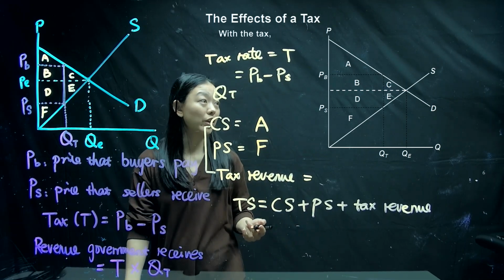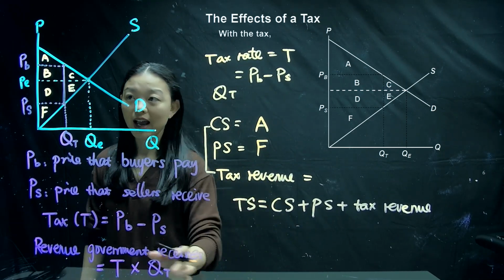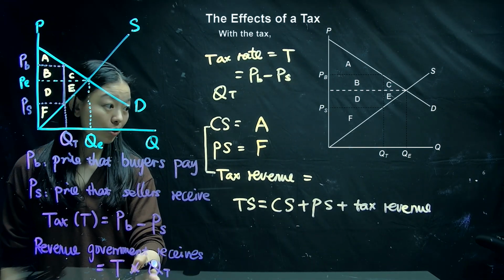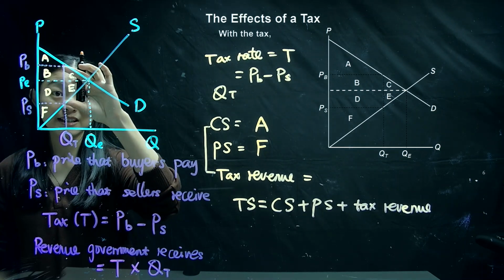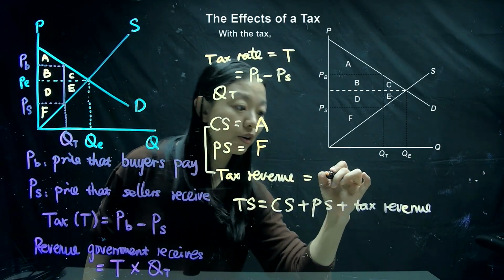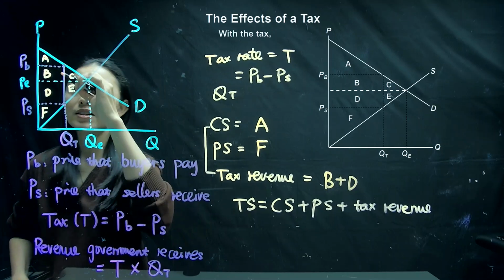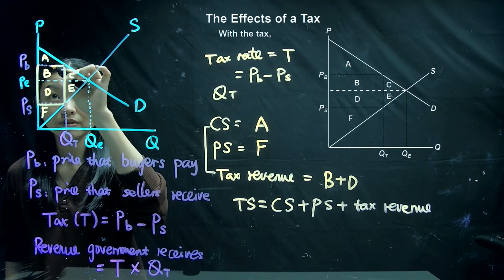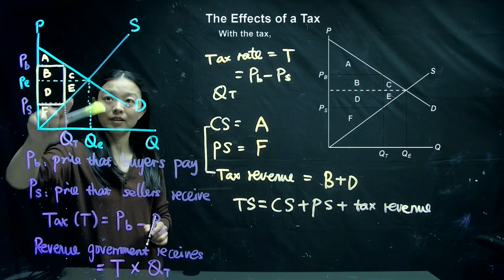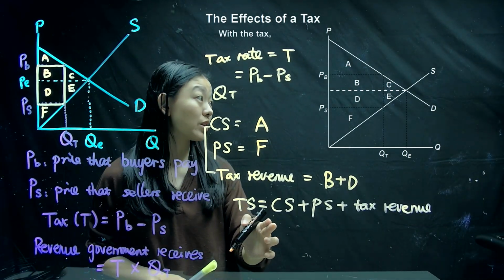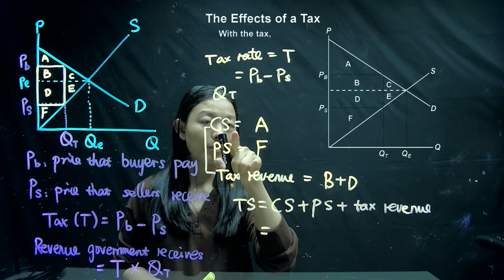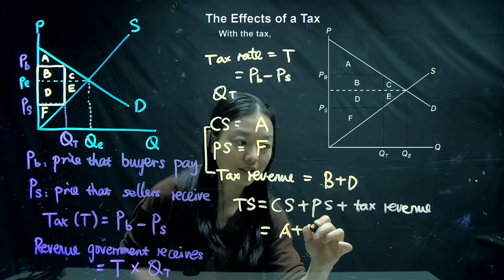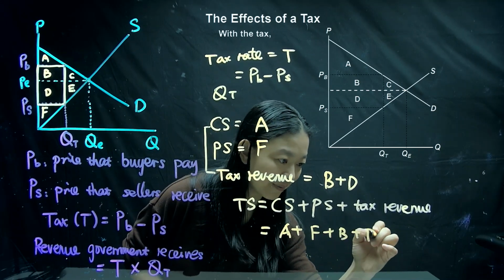But after imposing tax, we know the government will receive tax revenue, right? The tax revenue will be the tax rate, as we mentioned here, times the quantity, right? So the tax rate T times the quantity should be the area of B plus D. This area here measures the tax revenue. Now we can get the total surplus, okay? Still consumer surplus plus producer surplus plus the tax revenue. So A plus F plus B plus D.